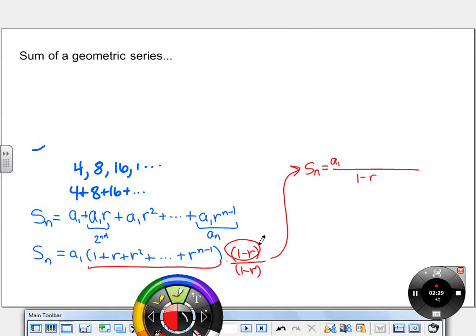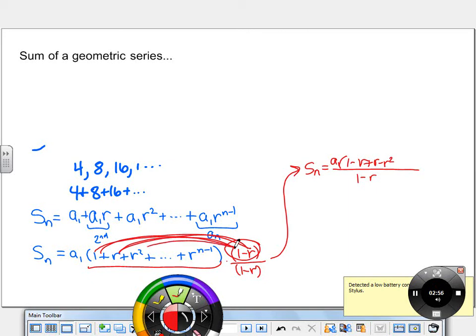Now, I want you to look at what happens as I distribute the 1 minus r to each term. So 1 times 1 would be 1. And negative r times 1 would be negative r. 1 times positive r would be positive r. And negative r times r would be negative r squared. 1 times r squared would be positive r squared. Negative r times r squared would be negative r cubed. You can kind of see a pattern here.